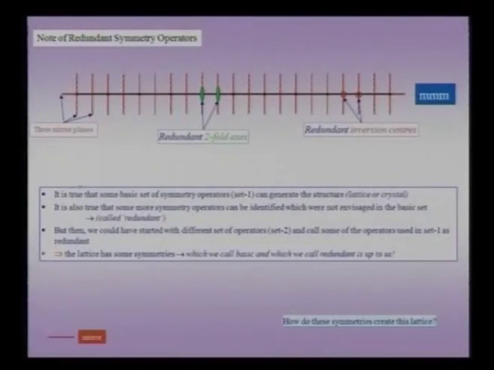Now, let us read out some salient features of this kind of analysis. It is true that some basic set of symmetry operators can generate the structure. It is also true that some more symmetry operators can be identified, which are not envisaged in the basic set, and we call them redundant. Of course, what we call set 1 or set 2, or what we call basic or redundant, is left to us, but essentially the structure has all these kinds of symmetry operators.